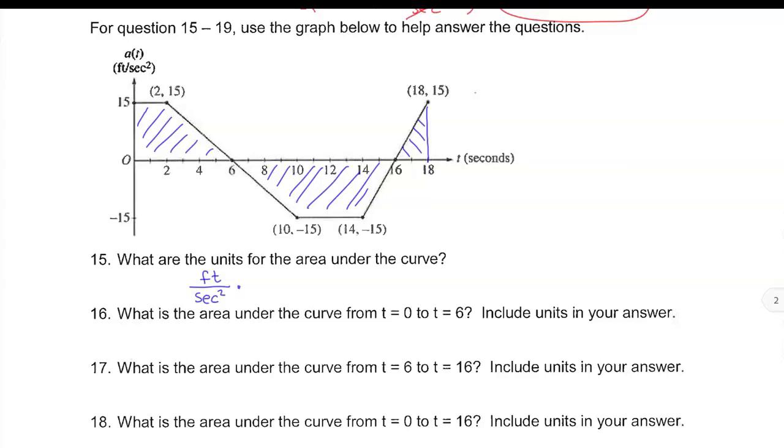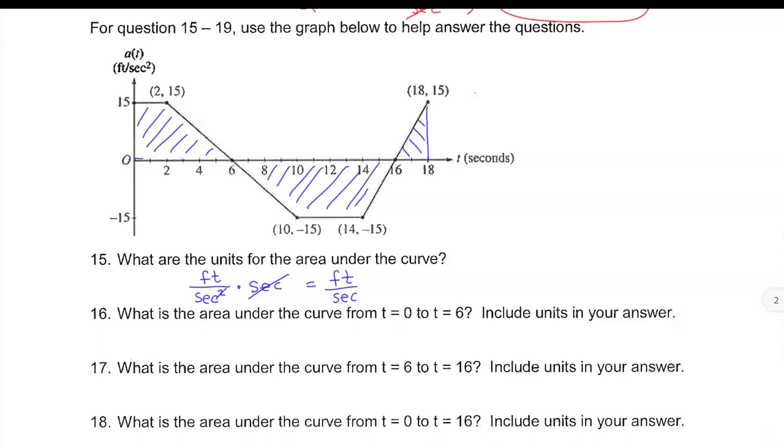Multiply that times seconds, and one of the seconds on the bottom is going to cancel with this second on the top. So the output is feet per second. The result is units of feet per second for area. This time, in this example, area under the curve represents a velocity. Area under the curve from t equals 0 to t equals 6.